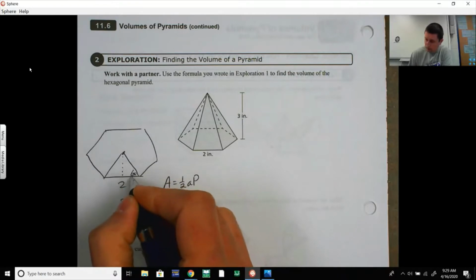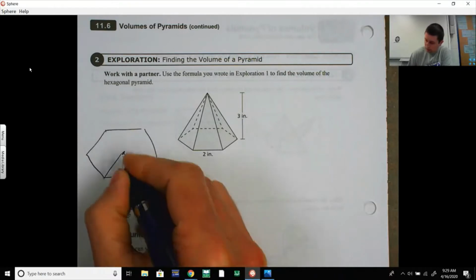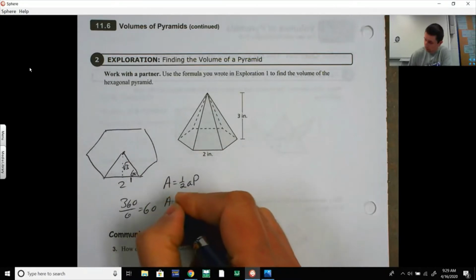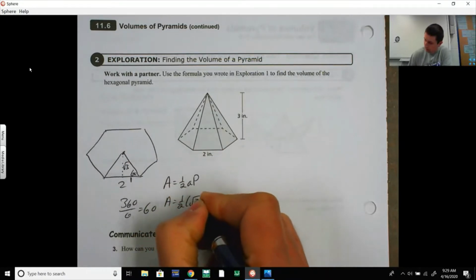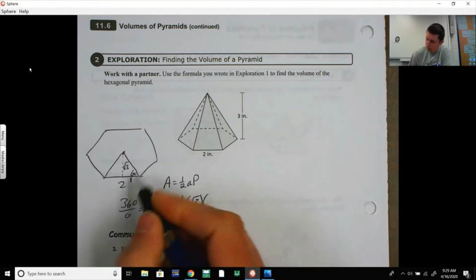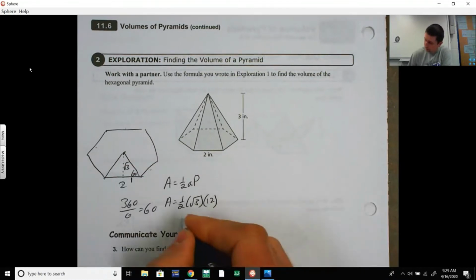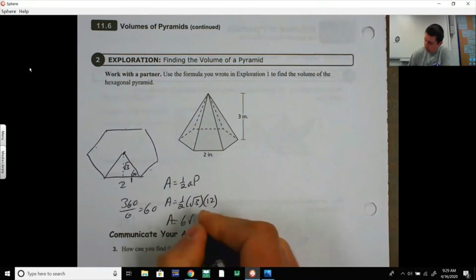30, 60, 90 rule, this is the short leg going to the long leg. This would be the square root of 3. So my apothem is the square root of 3. So the area is 1/2 times the square root of 3 times the perimeter, which would be 2, 4, 6, 8, 10, 12. Should be 12. So my area I get to be 6 root 3.